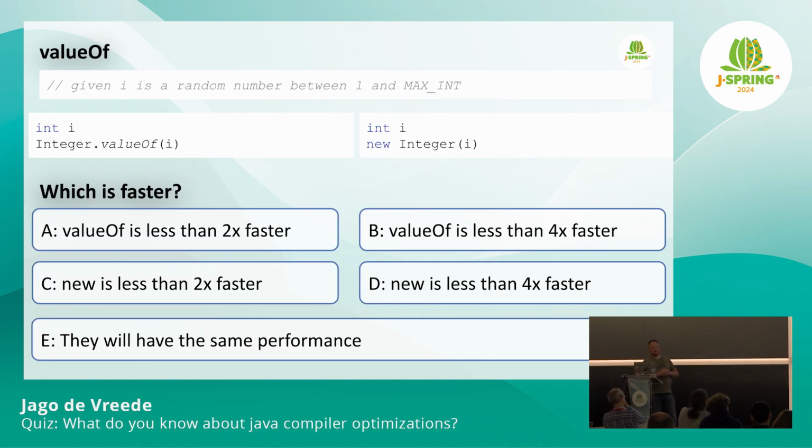So we have Integer.valueOf, and we have an i that is a random number between 1 and max int. But we also have a new Integer. Sonar again says we should use valueOf. But is valueOf faster or not? What do you think?